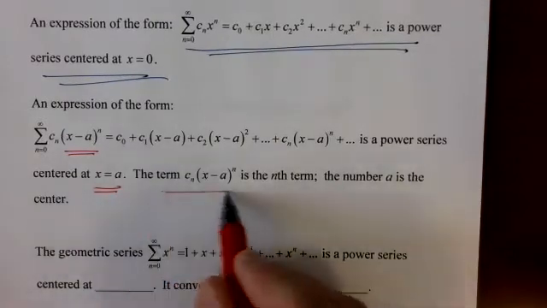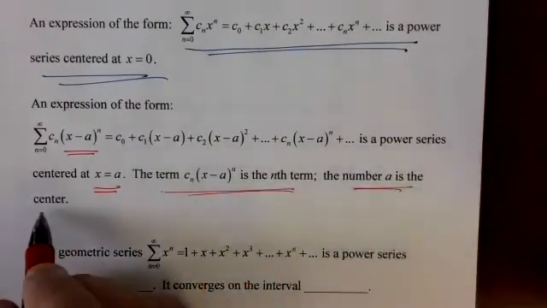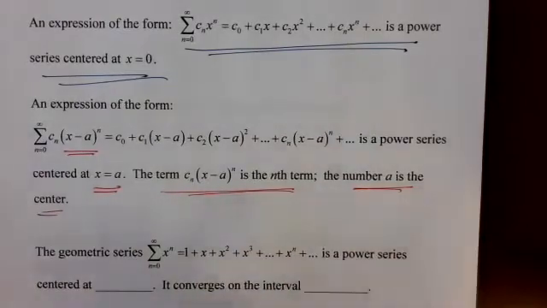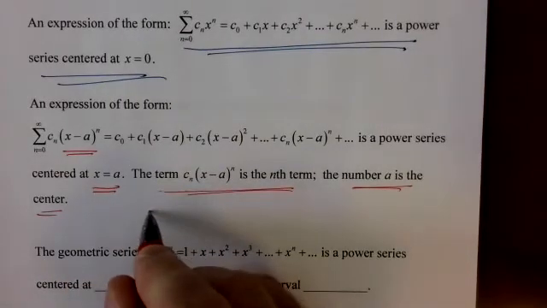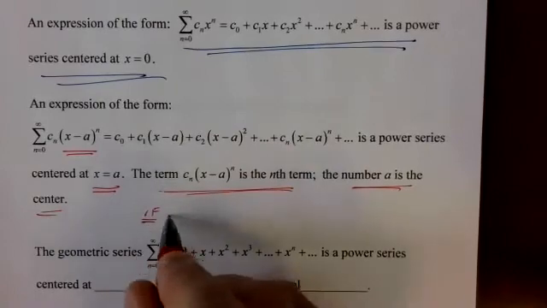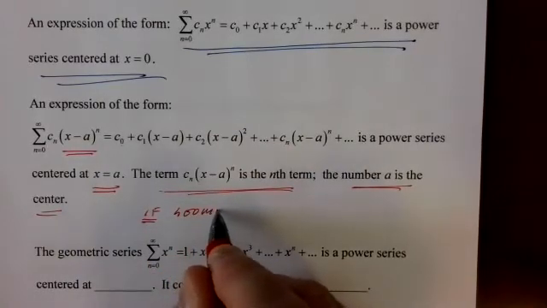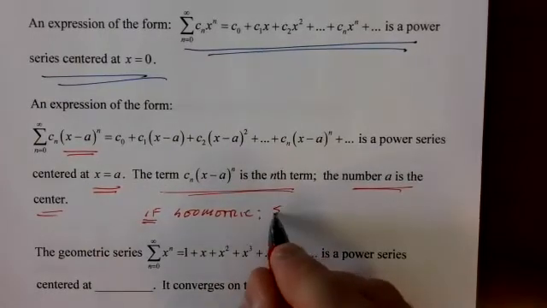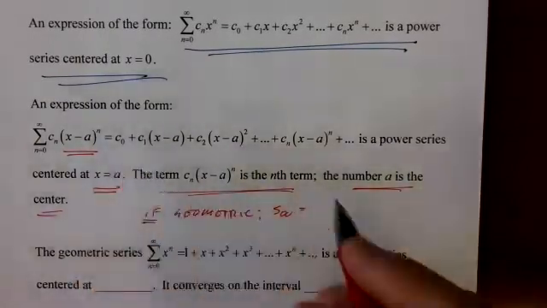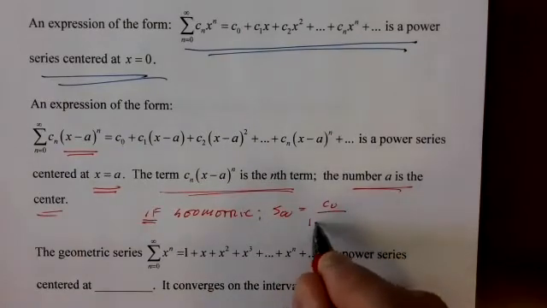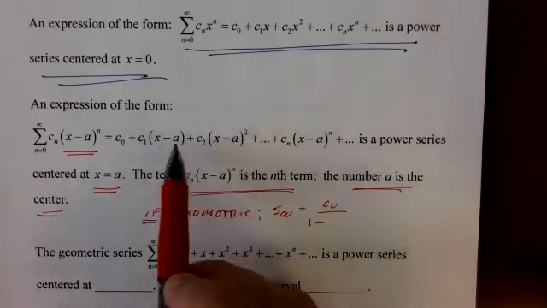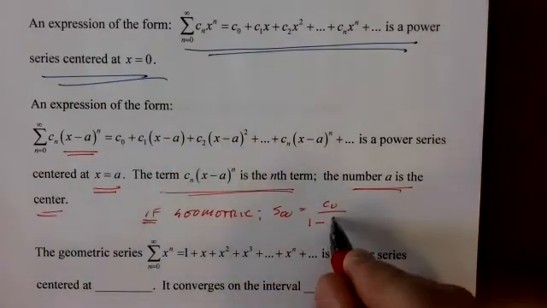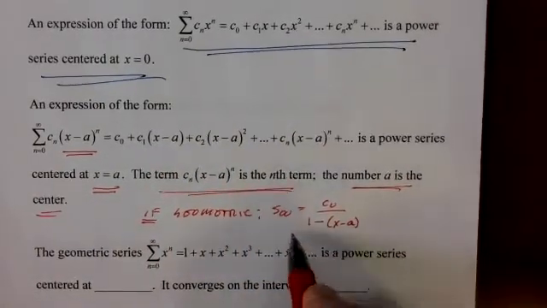So we've got an nth term, and the number a is the center. Everything kind of fans out from there. Sure, I don't know what you're talking about, but that's fine. Well, wait a minute. What if it was geometric? If, that's a big word, geometric, then the summation would be: the first term is just that c naught, over 1 minus, what are we multiplying by every time? Well, we're multiplying by x minus a, x minus a.